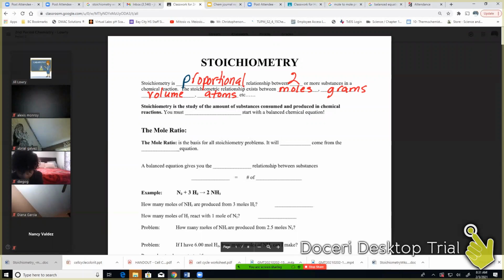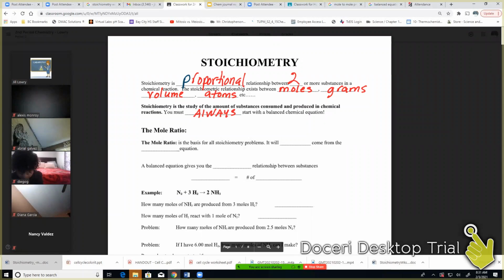So stoichiometry is the study of the amount of substances that are consumed and produced in a chemical reaction. So it's a pretty realistic practice that would be used at chemical plants where they're trying to figure out how to economically make the most money. You must always start with a balanced equation because the coefficients are very important in this.